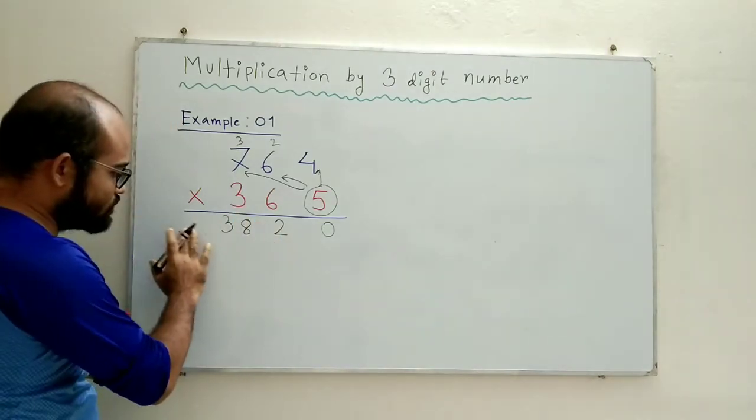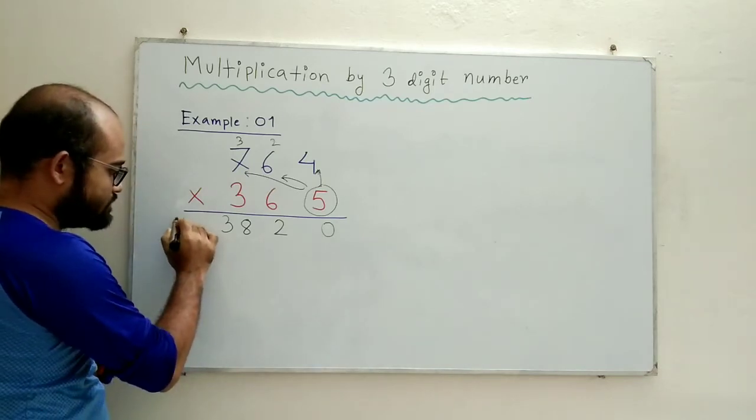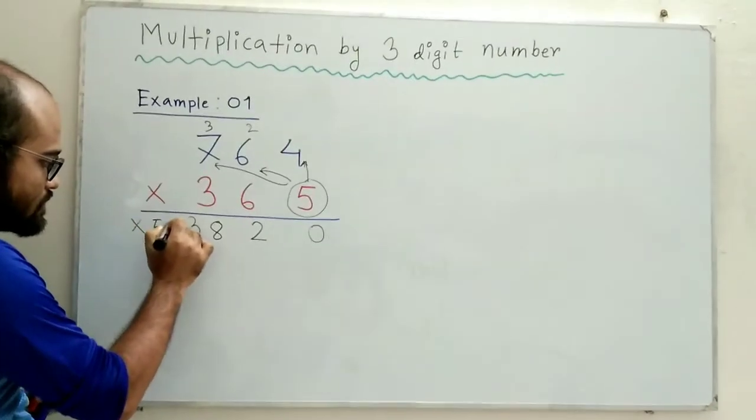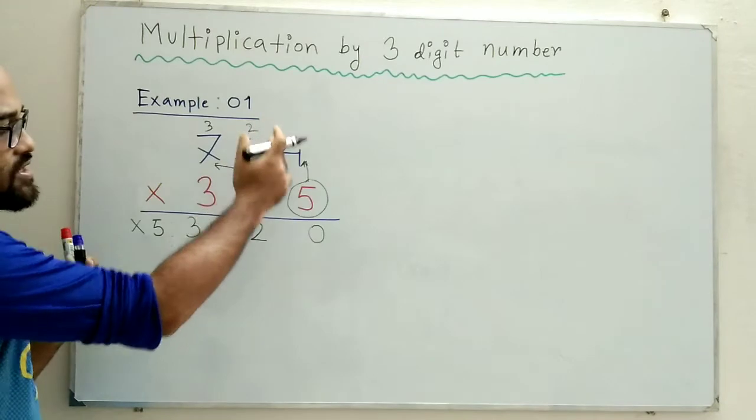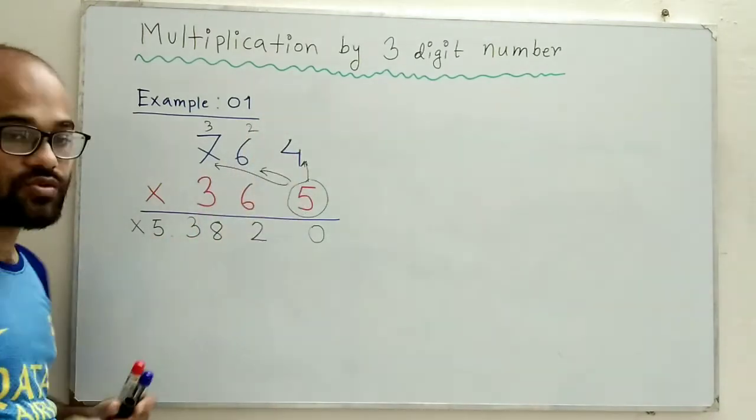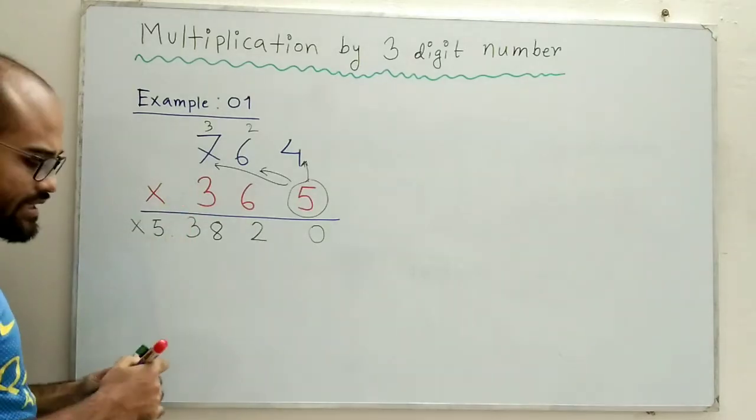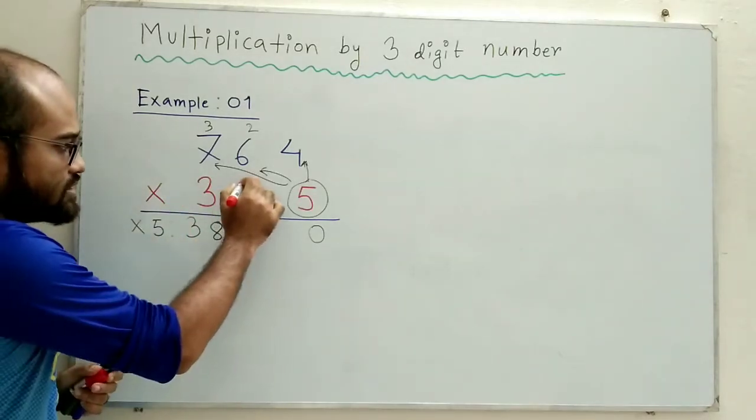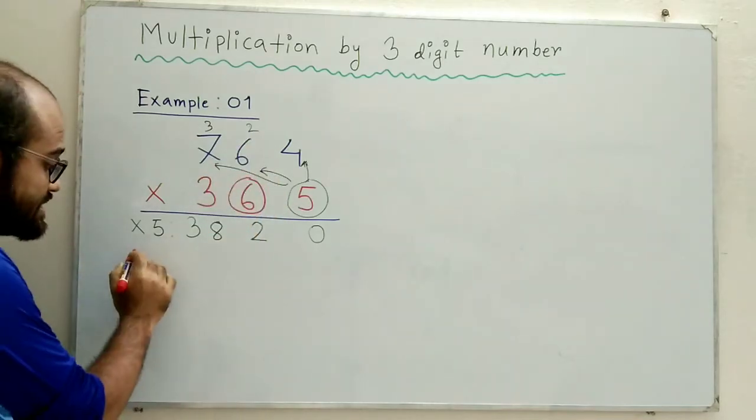Oh, sorry, I wrote 5 a little below the line. So let's correct it. So, after multiplying 764 by 5, what do I get? 3820. But that is not the end of our journey. In the second step, what do I have to do? I have to multiply 764 by 60.